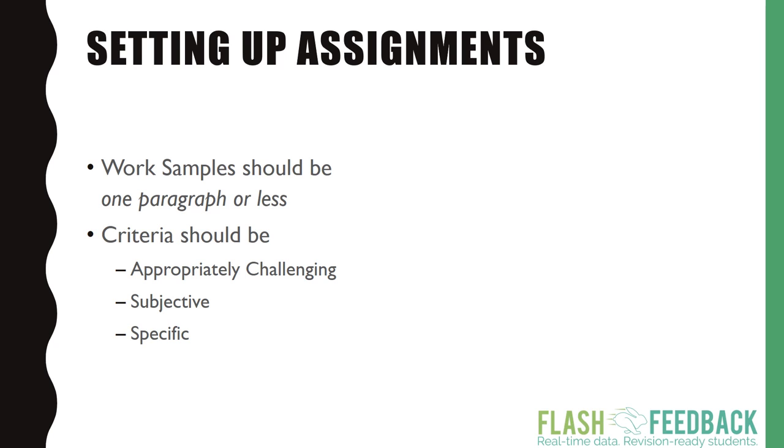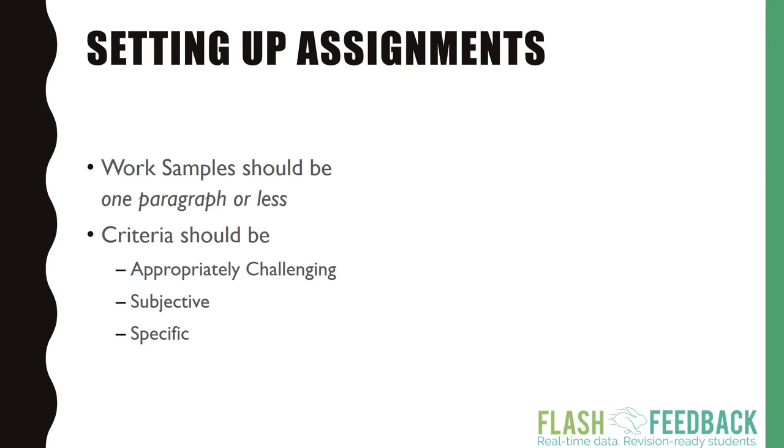The quality of the data that you and your students receive from a review session depends on the quality of your criteria and the number of reviews that each student can complete. Keeping the length of work samples to 1 paragraph or less will help your students focus on the learning criteria and also allow each student to complete multiple reviews. Ideally, each student should complete 3 or more reviews during a session.